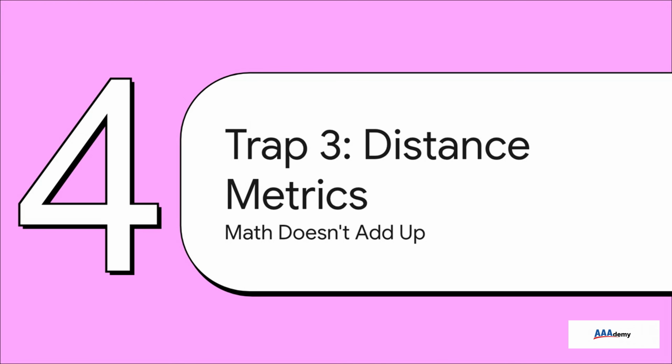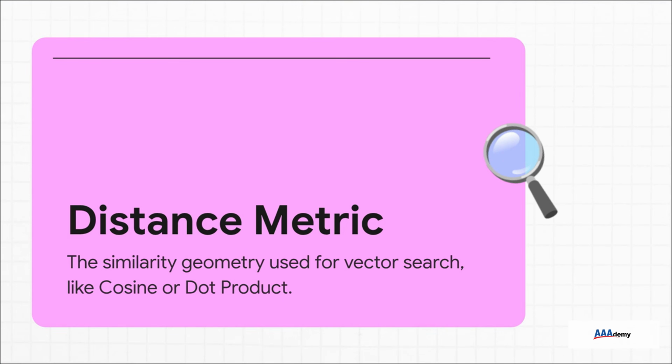Which leads us to Section 4, Trap 3, distance metrics, or when the math doesn't add up. Our final trap at the crime scene involves the mathematical ruler we use to measure similarity. Let's look at what happens when the math just doesn't add up. A distance metric defines how close 2 pieces of data are in multidimensional space. The most common ones you're going to encounter are cosine similarity, dot product, and Euclidean distance.